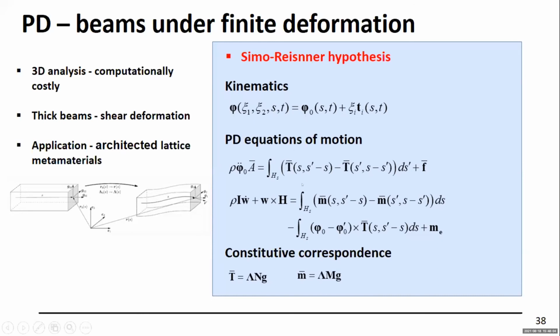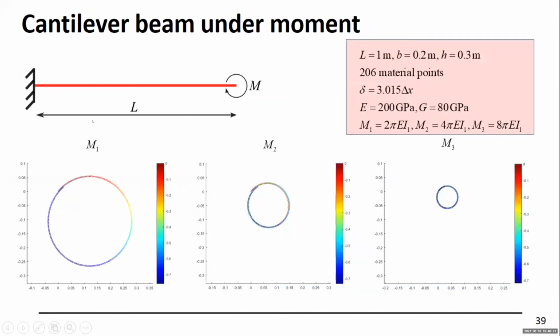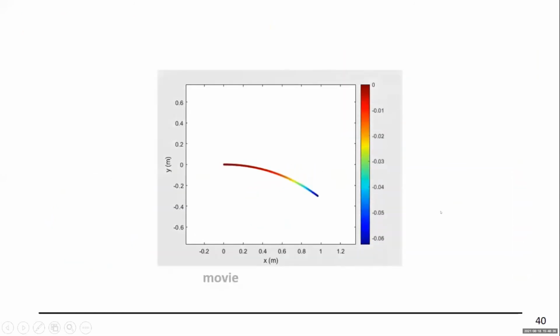So we derived our peridynamic equations of motion. We have the resultant moment, then we have the resultant force. And so lambda here, they basically have the moment of inertia and cross-sectional area. So here's an example. So we have a cantilever beam with a moment. So we applied M1 being 2 pi EI1, and basically 8 times, you can see here, depending on the magnitude of this M1, M2, and M3, you're going to keep rolling it, which has an analytical solution. And it compares rather well.